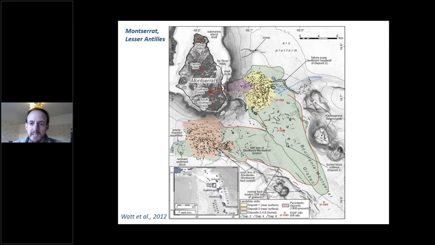So we'll start looking at Montserrat, and this is a map offshore Montserrat based on work that we did from 2010 onwards. And this actually built on previous work that has identified offshore Montserrat the presence of several fan-like piles of debris that were linked to previous collapses of the island. Now, if you look at the subaerial island, you can see there's actually little clear evidence of these major collapses, but when we start to look offshore, there are structures in the submerged flank of the island.